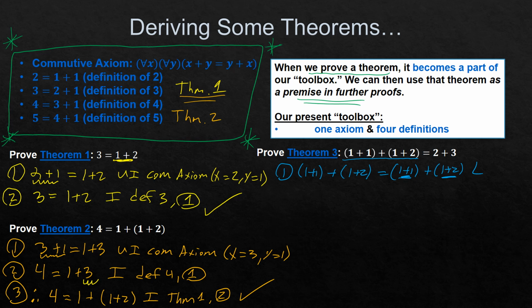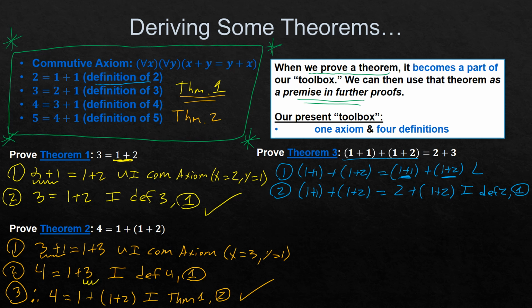If we look at our toolbox, we have the definition of 2. And that's just 1 plus 1. So we'll use the identity rule. So for line 2, we'll say that 1 plus 1 plus 1 plus 2 is equal to 2 plus 1 plus 2 by the identity with definition 2 and with line 1.